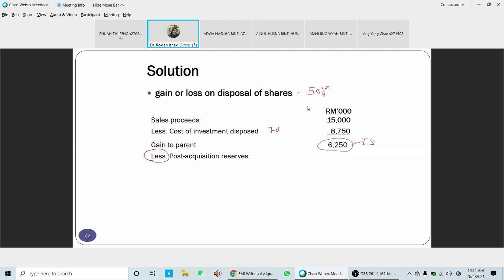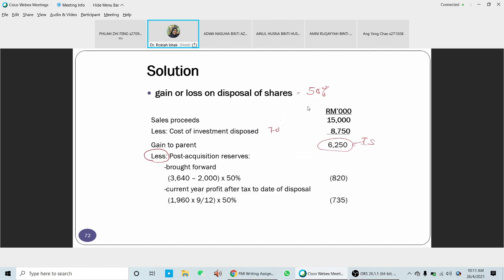Minus the post-acquisition reserve here, because we want to adjust the gain to the parent, because the gain to the parent is different from the gain to the group. So we need to adjust for the post-acquisition reserve brought forward. The same thing here, but this time we times it with 50% because we want to find the one that we dispose.